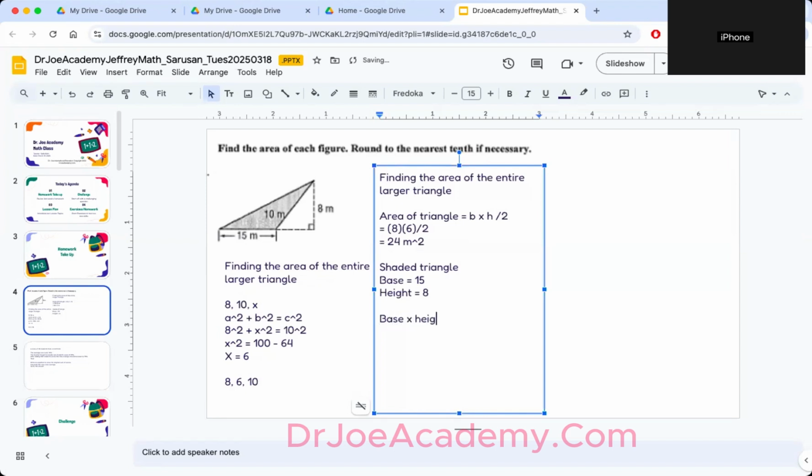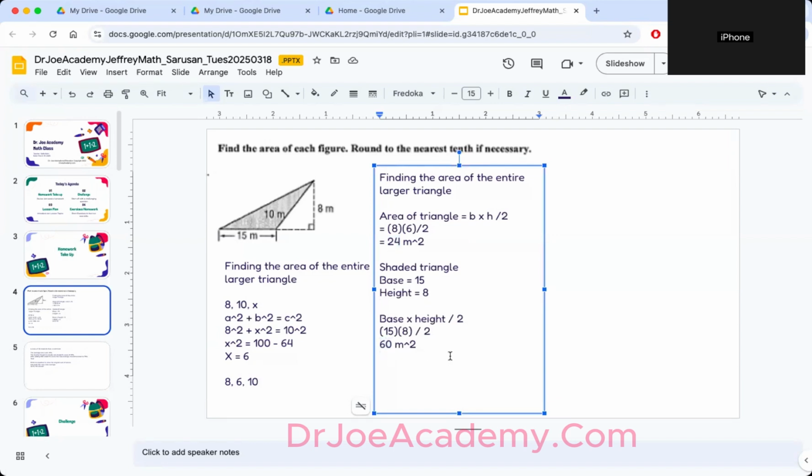Let's find the area of this. Base times height divided by 2. 15, 8 divided by 2. 40. Wait, no, 60. Perfect. 60. Looks good to me. All right, so that's it. We're done our question now. So we got the dotted triangle as 24 and the shaded triangle as 60.